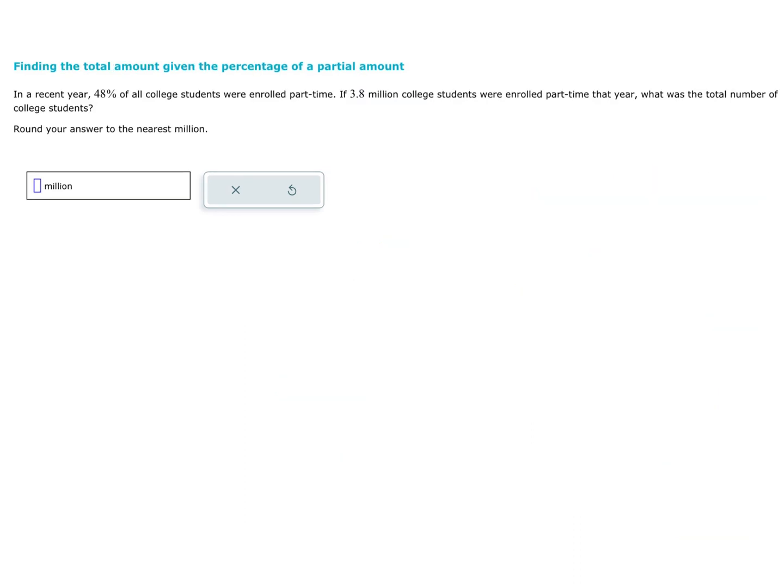Here is one more example, hopefully with not as much multiplication. It says, in a recent year, 48% of all college students were enrolled part-time. If 3.8 million college students were enrolled part-time that year, what was the total number of college students? So the 3.8 million, which I'm just going to leave as 3.8, is equal to 48%, which is 0.48 as a decimal. We don't know what this total is, but we know the total is one whole.